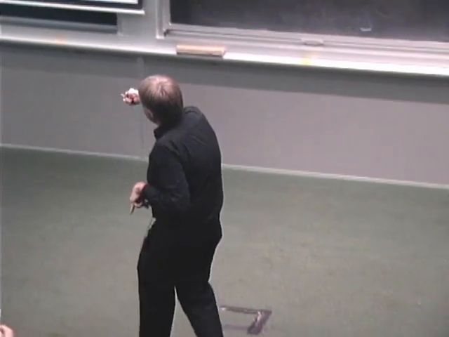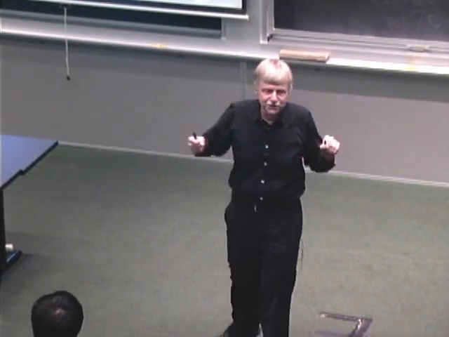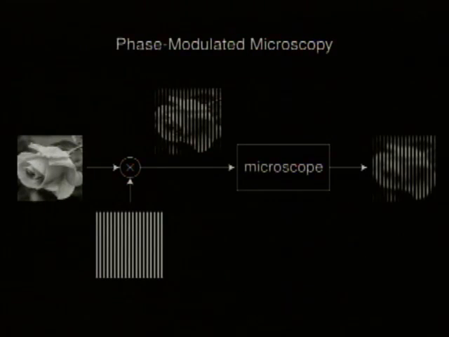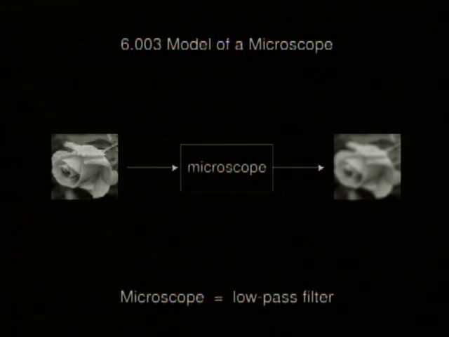So this was an idea of Michael Mermelstein. Michael was a PhD student in my lab. He thought of it. Stan and Jay developed it. They all three got PhDs on this topic. Bertolt is a professor in CS. And the five of us worked on this project. So the idea is improving microscopy with 6003 and with modulation in particular.